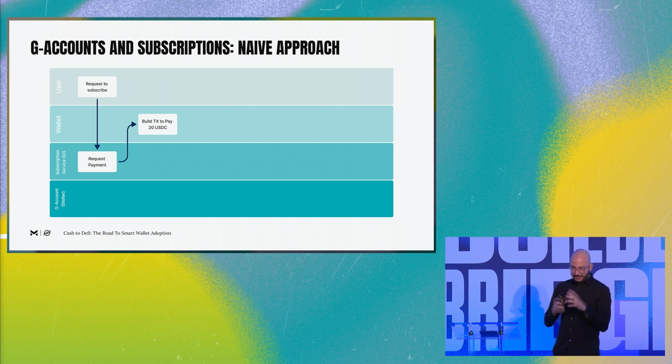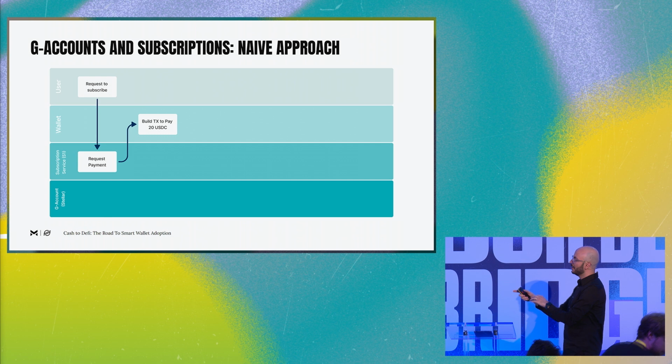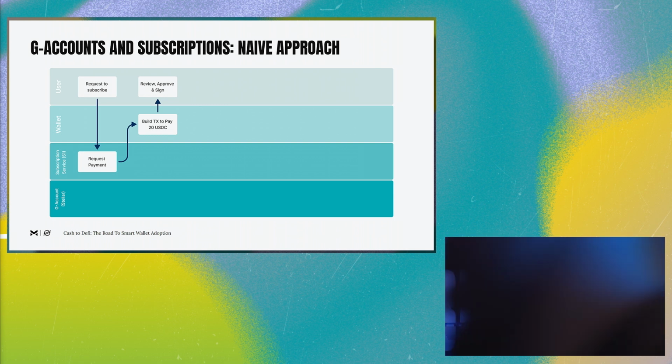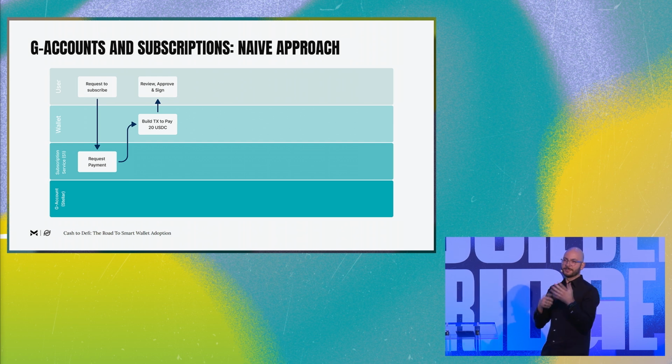So in this flow where you're using G accounts and what I'm calling the naive approach, which is the simplest one that I could think about, the wallet writes this transaction that pays 20 USDC from your G account to the subscription service. And you, as a user, because in this scenario we're talking about a non-custodial wallet, there is that step in which you review, approve, and sign that transaction, which in practical terms means clicking the button saying, OK, go ahead, I want to subscribe to that service within your wallet.